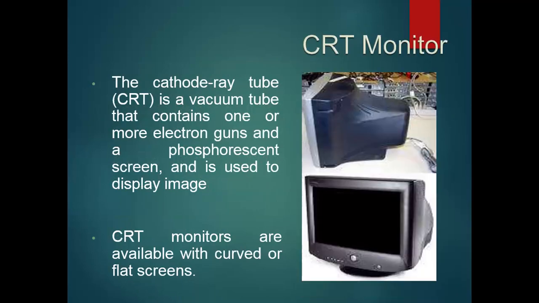Now what is a CRT monitor? The CRT stands for cathode ray tube. This is basically a vacuum tube which contains electron guns and a phosphorescent screen which is used to display the image. It can be curved or a flat screen.